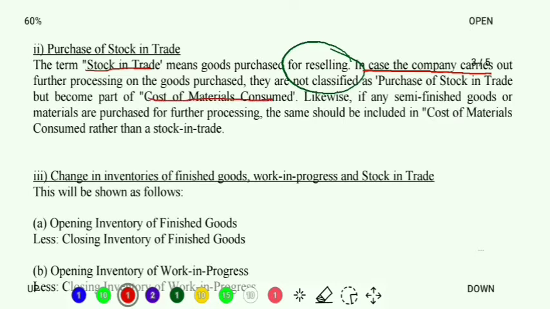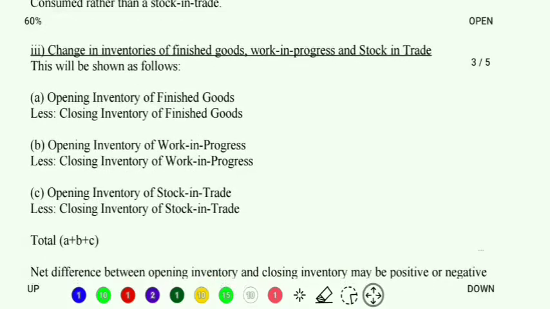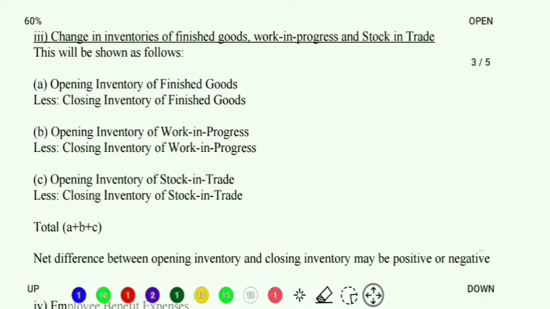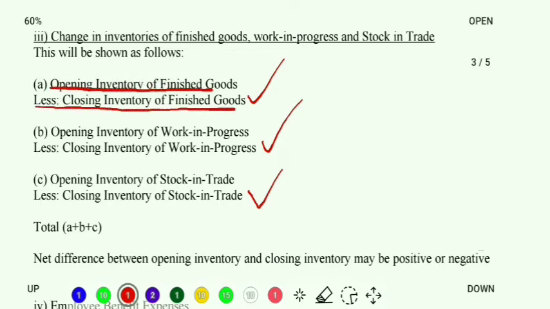Moving forward, the third subheading we have is change in inventories of finished goods, work in progress and stock in trade. Now how do we show this? Let's have a look here. First we calculate the finished goods, then we calculate work in progress, and then we calculate stock in trade. After that we make a grand total of all these three subheadings. That means first we calculate opening inventory of finished goods less closing inventory of finished goods. We get an amount here. Then we calculate opening inventory of work in progress less closing inventory of work in progress. We get an amount here.